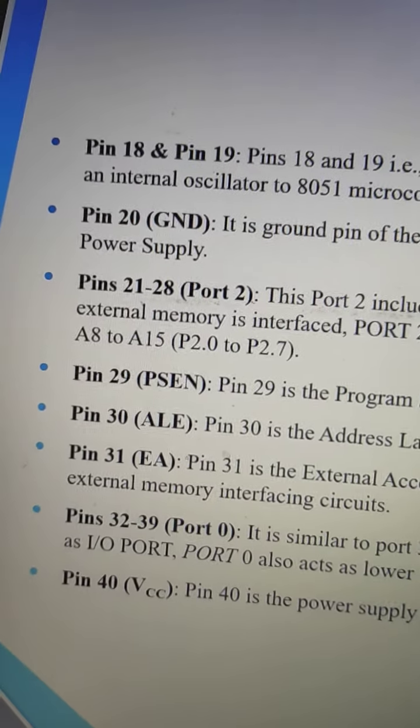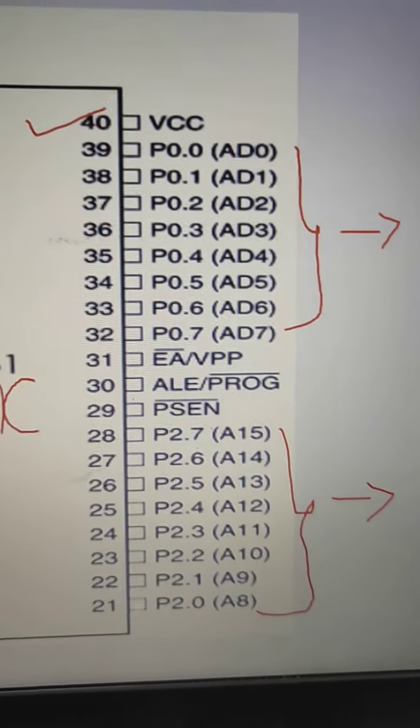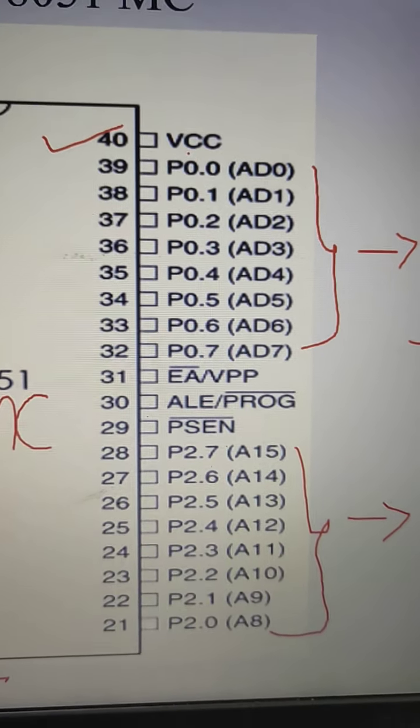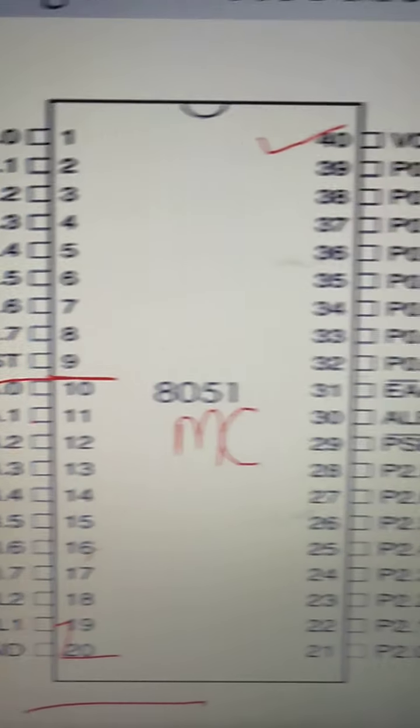This is about one side of the pins. Now let's move to the other side of the pins here. So observe here, I already told you this 40th pin is meant for the power supply, that is the positive supply, and this ground is meant for the negative power supply.